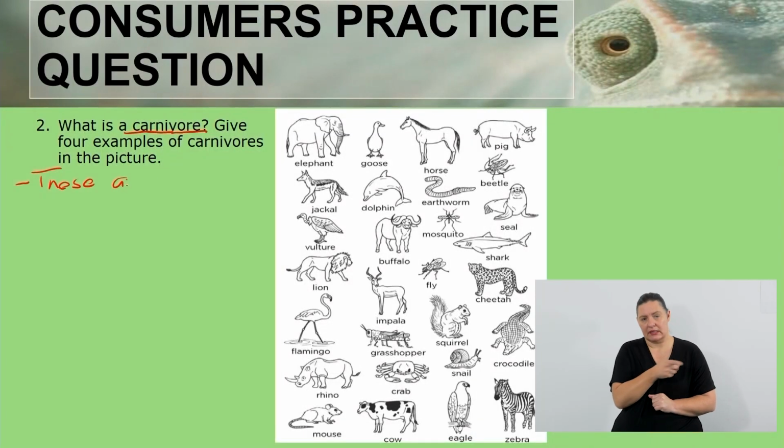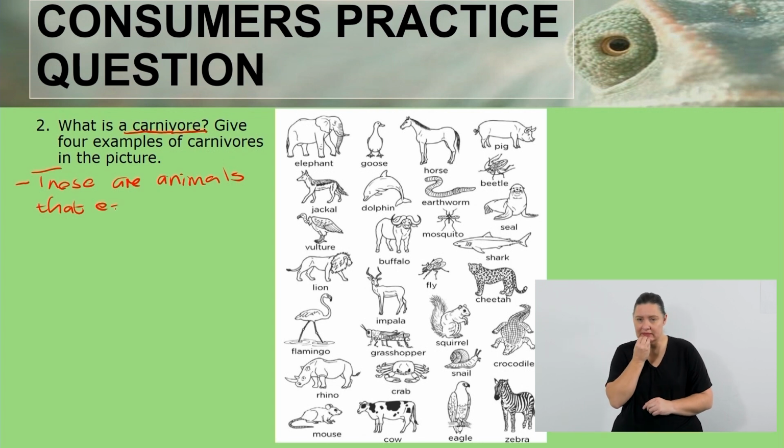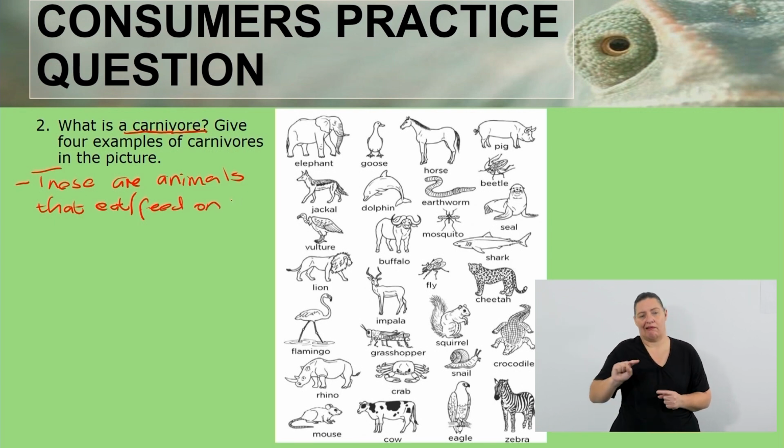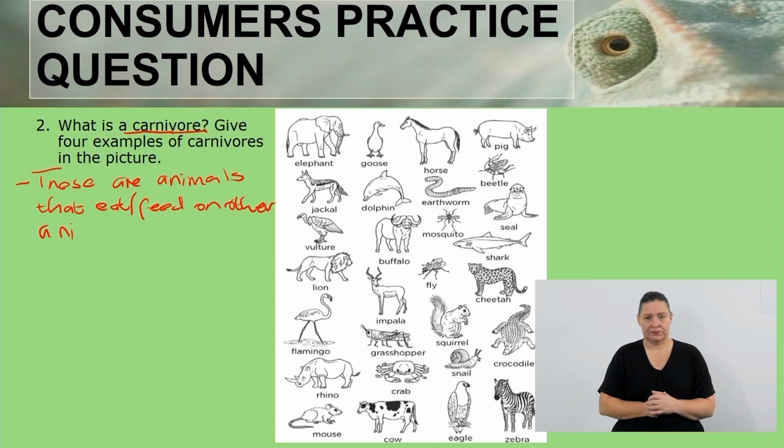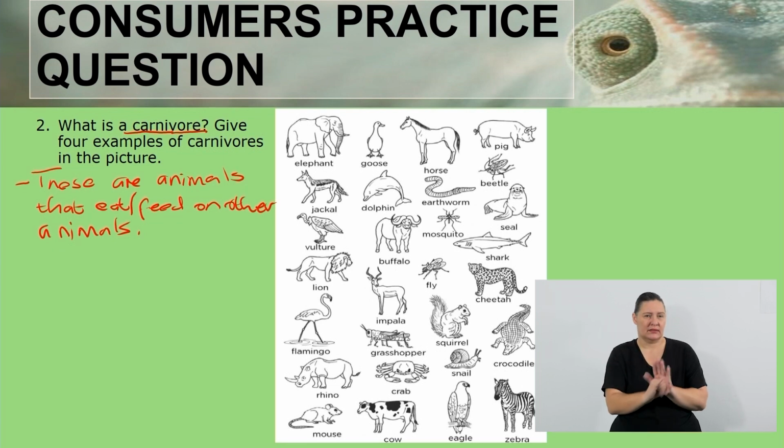These are animals that eat or feed on other animals because they are eating flesh, right? Now let us go into the picture and identify or try and identify carnivores.